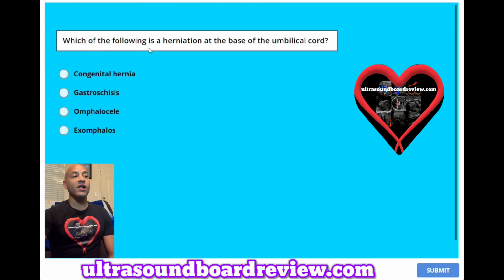Question 15. Which of the following is a herniation at the base of the umbilical cord? A. Congenital hernia, B. Gastroschisis, C. Omphalocele, or D. Exomphalos? The answer is A, congenital hernia.